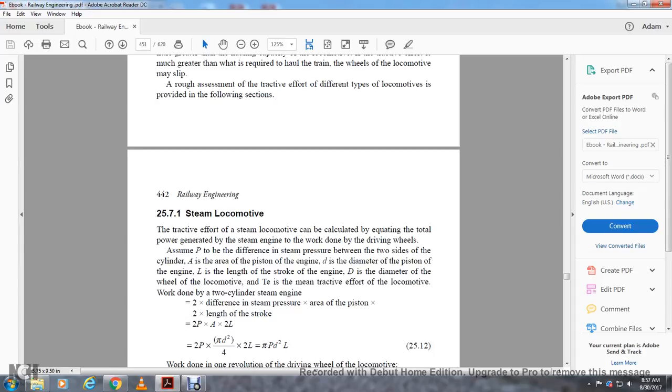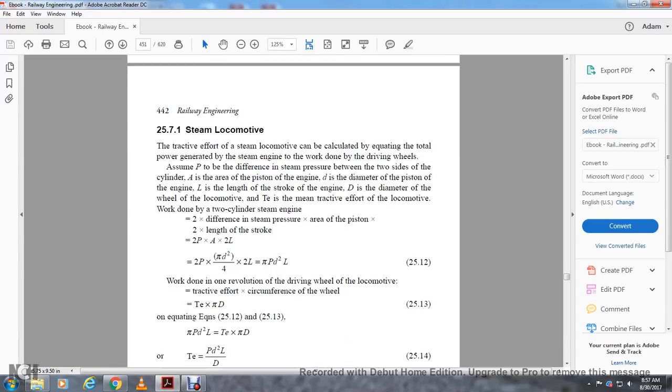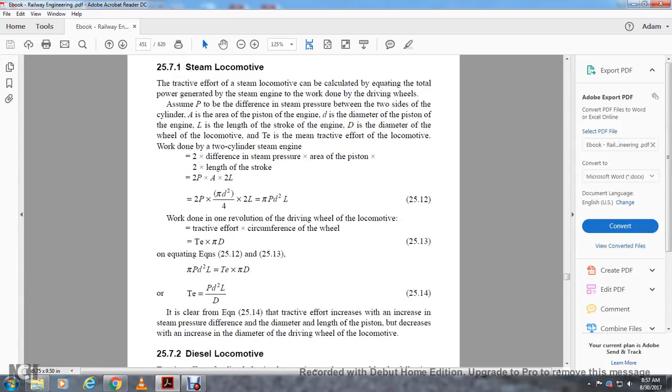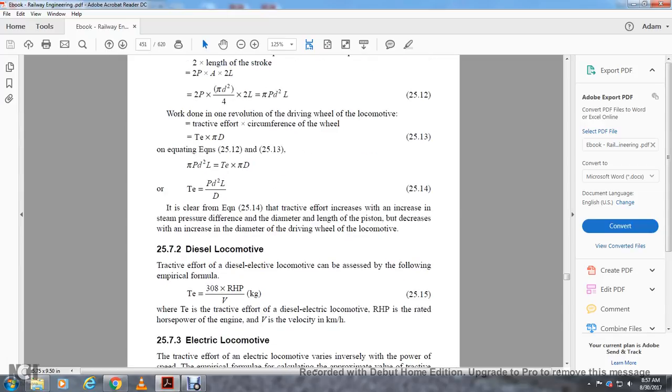and T is the mean tractive effort of the locomotive. Work done by the two-cylinder steam engine is 2 times the difference in steam pressure, P, times the area, A, times 2 times the length of the stroke, L, and work is done in one revolution driving the wheel of the locomotive. Tractive effort times the circumference of the wheel, equation 25.13: pi over 4 times P times d squared times L times 4 equals T times pi times D, or T equals P d squared L over D. Clearly, the tractive effort increases with the steam pressure difference and the diameter and length of the piston, but decreases with the diameter of the driving wheel of the locomotive.